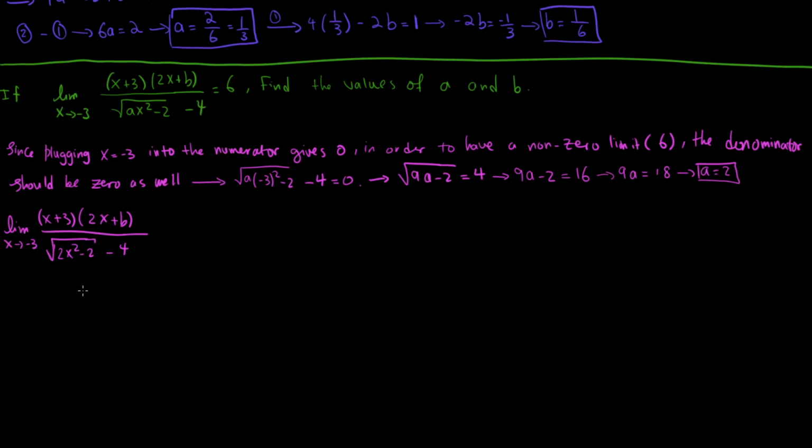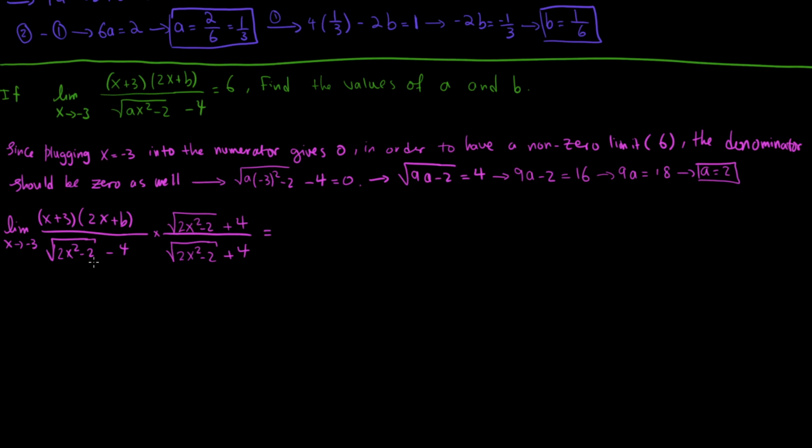There's a root at the bottom. As we discussed, roots are very easy to deal with in indeterminate forms. You just multiply both top and bottom by the conjugate. So what would be the conjugate here? Same terms, just the sign between them turned into positive. So it's the square root of 2x² − 2, plus 4. And the top needs to be multiplied by the same thing, otherwise your entire fraction changes, and that's not good.